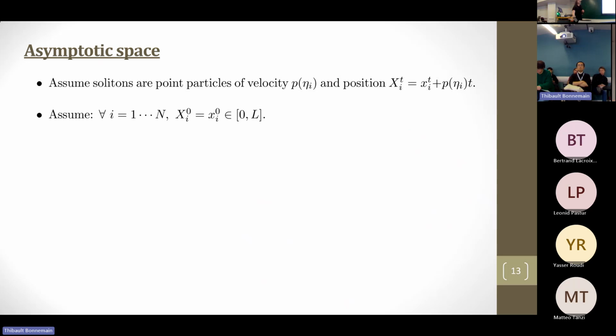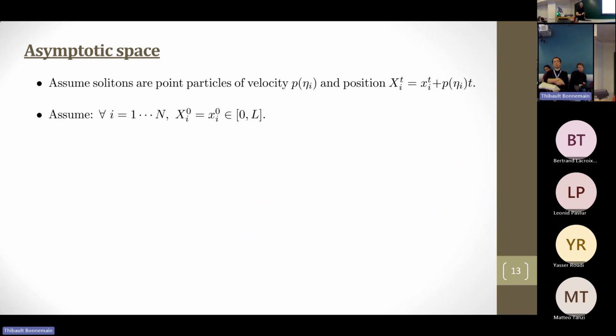And what's nice with KdV is that all the solitons have different spectral parameters, which all correspond to different positive velocity. Which means that asymptotically, my solitons are ordered. So they start ordered from fastest to slowest. Then they interact, and then they will eventually emerge again ordered from slowest to fastest.